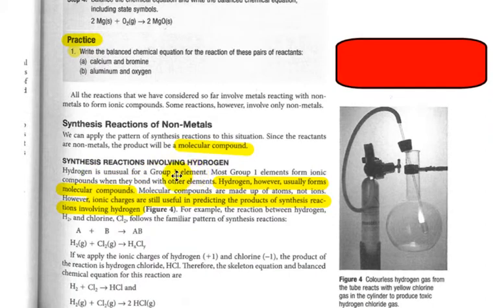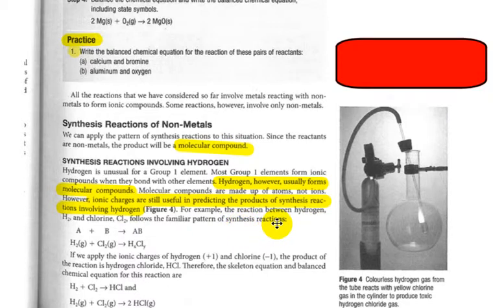Also, synthesis reactions involving hydrogen. Hydrogen is a group 1 element. Most group 1 elements form ionic compounds when they bond together. Hydrogen, however, usually forms molecular compounds. Molecular compounds are made up of atoms, not ions. However, ionic charges are still useful in predicting the products of synthesis reactions involving hydrogen.